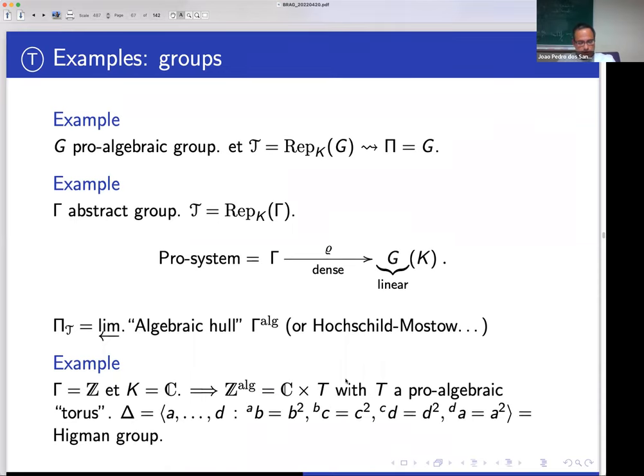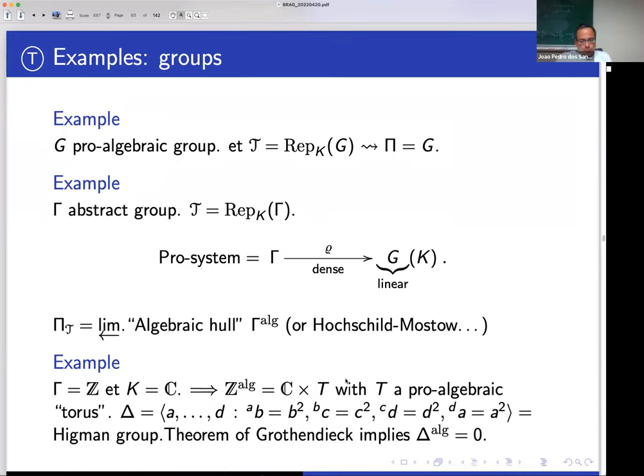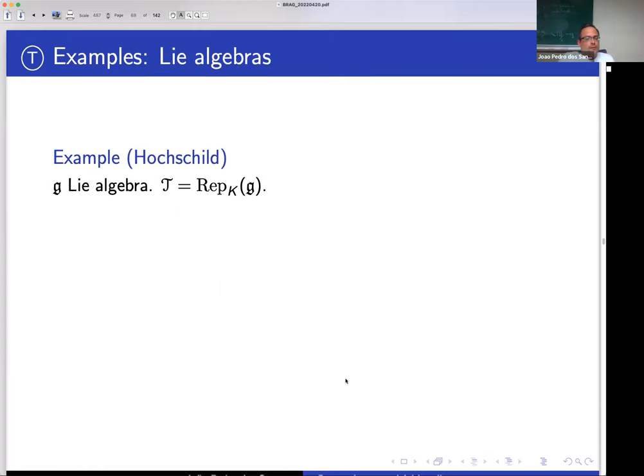Okay, so this is a very simple example, and then here's a more exotic example. You take the famous Higman group. This is a group that has no finite quotients, except the trivial one. And there's a theorem of Grothendieck that says that its algebraic hull is zero. So you do lose information when you do this business. Okay, very good. Then there is another example which is important in this talk.